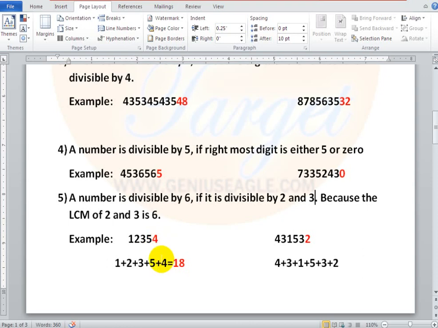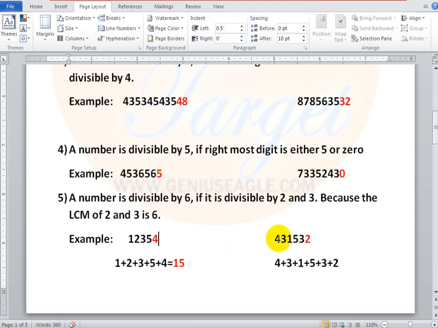In this number, the sum of the digits is 1 plus 2 is 3, 3 plus 3 is 6, 6 plus 5 is 11, 11 plus 4 is 15. Now the sum of this number is 15, meaning it is divisible by 3. And similarly, the rightmost digit of this number is 4, which is an even digit. So this complete number is divisible by 2. So both these tests are passed. So this number is divisible by 6.